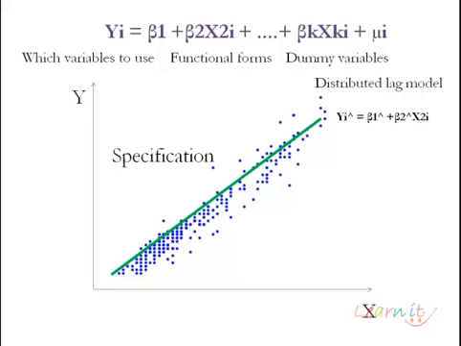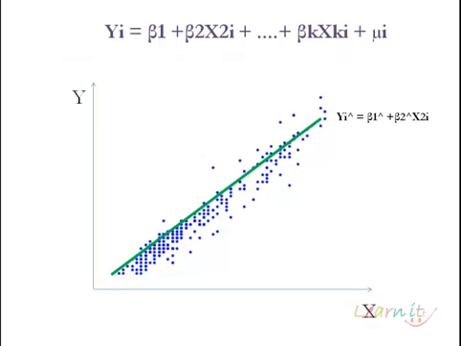Okay, the lag of the dependent variable as one of the independent variables. Okay. These are the things which you have to take care of in specification. Estimation, then you have to estimate it.